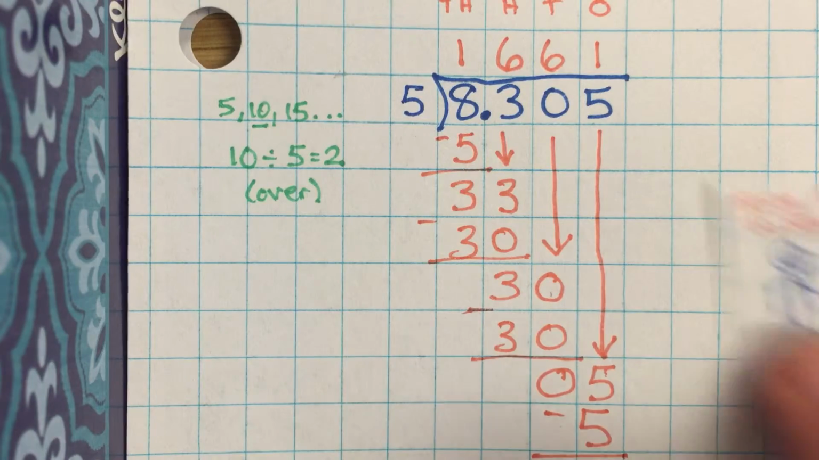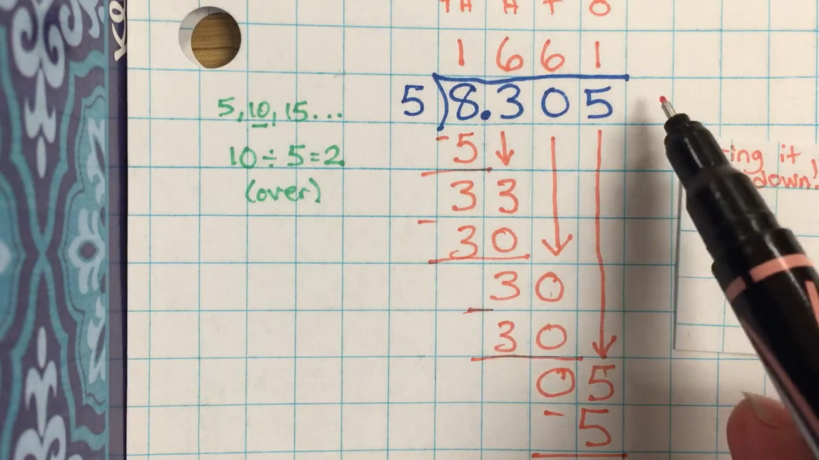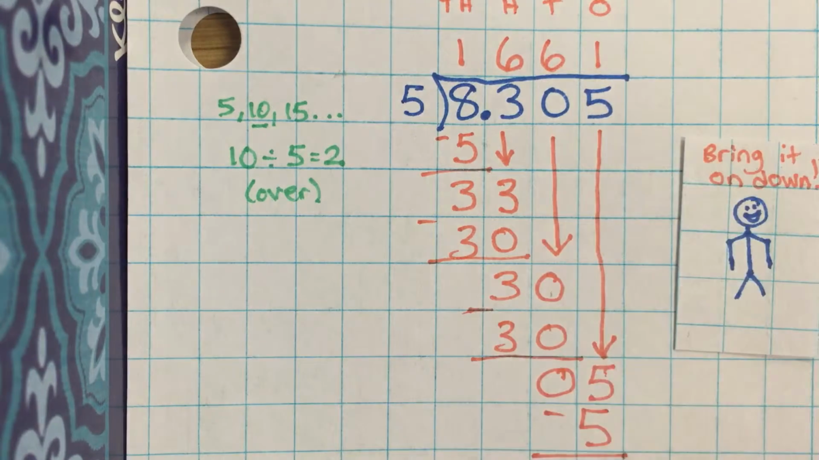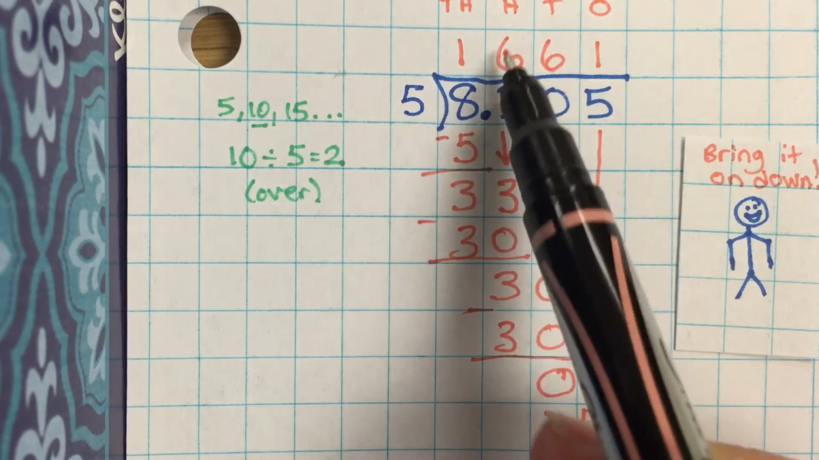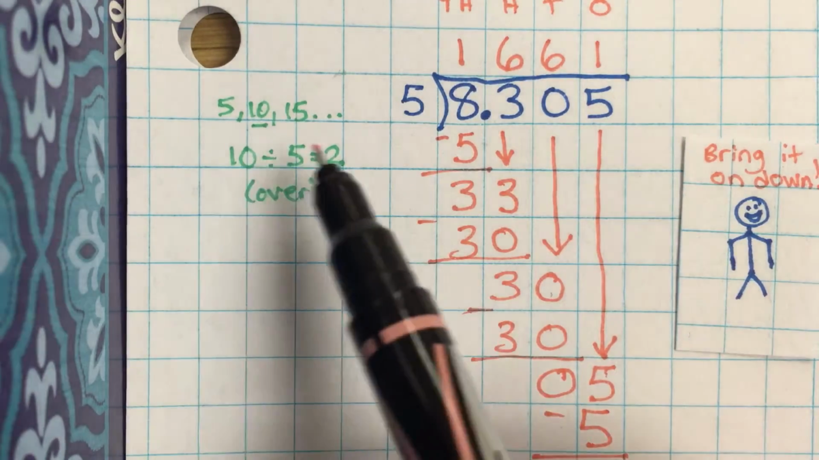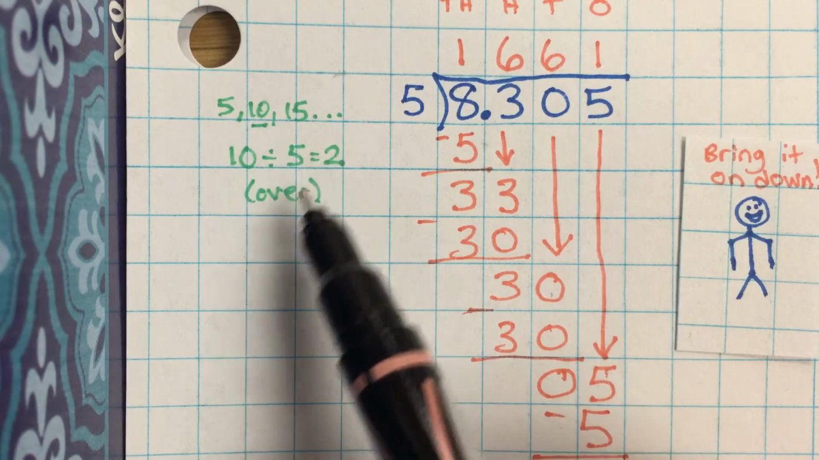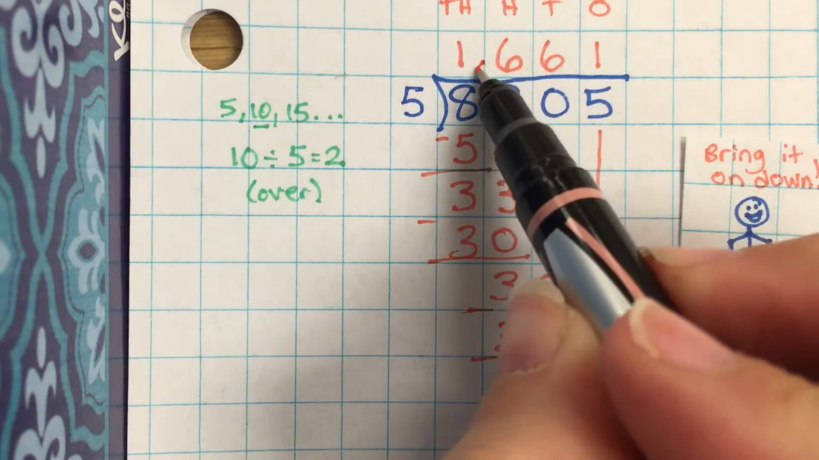And that last step, bring it on down, but I don't have any numbers left to bring on down, so I know that I am finished. So I've divided my entire total. Now I just need to put the decimal in. I said my estimate was 2, but I knew that was an overestimate, so it makes sense for my decimal to go here.